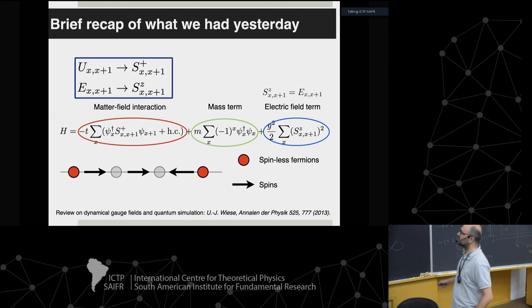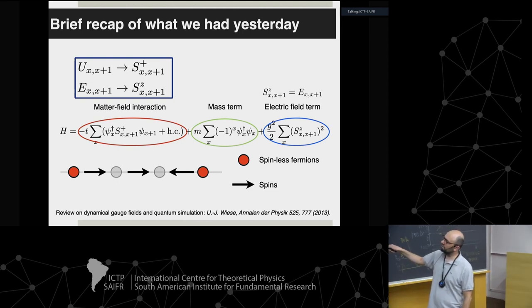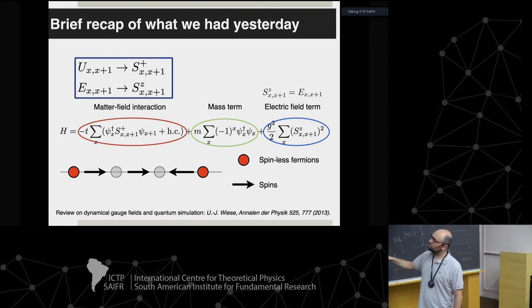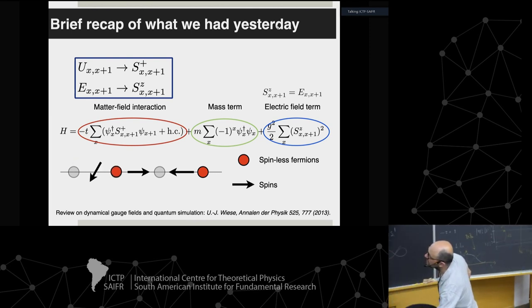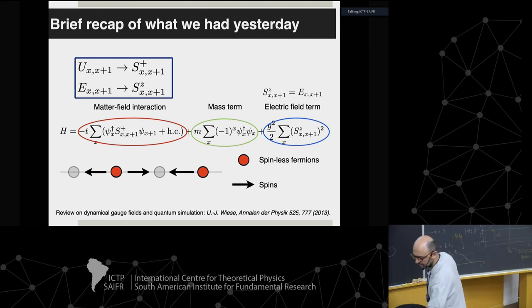The basic dynamics, again, is the one described by this. These are diagonal terms. If you have a configuration of this type and you tunnel one particle from one side to the other, you will flip the spin in the middle. So this is our microscopic dynamics, the thing that we want to realize.